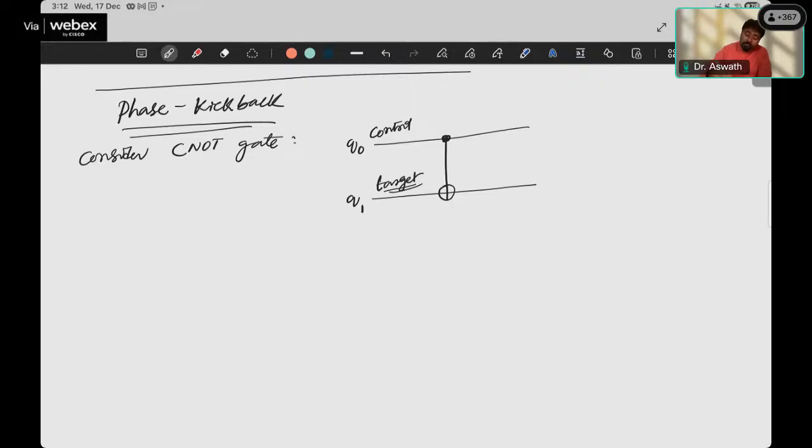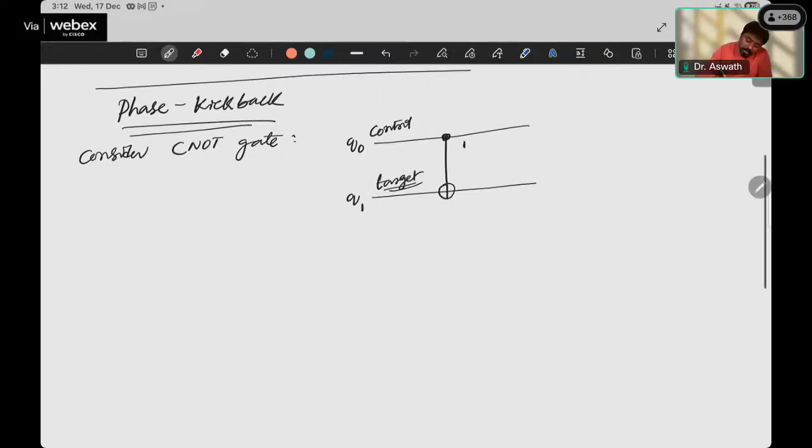So what I mean is the information here is traveling from top to bottom. The effect of the control is traveling from top to bottom. That is the usual way we see it, right? We say the control always remains the same, and the target gets modified, for example, by the Q0 value. So this is what happens in a CNOT gate.